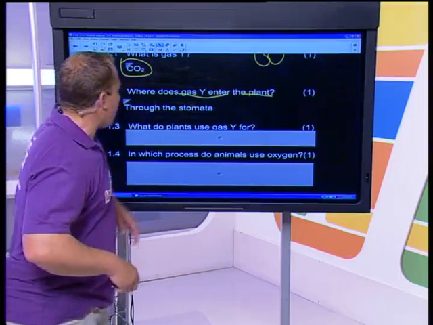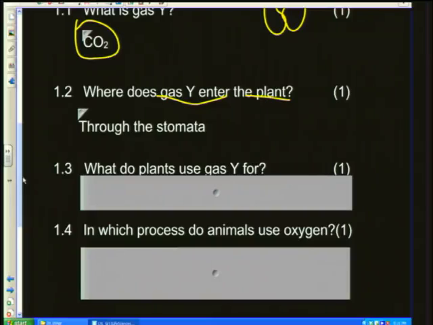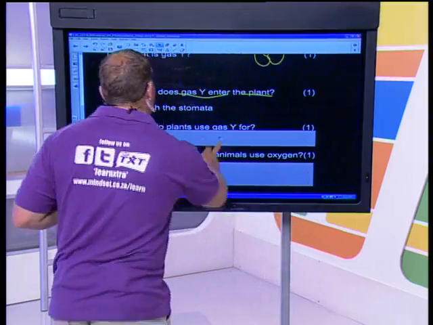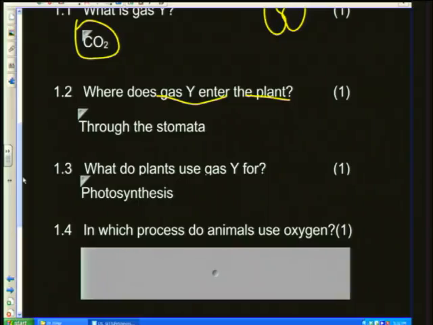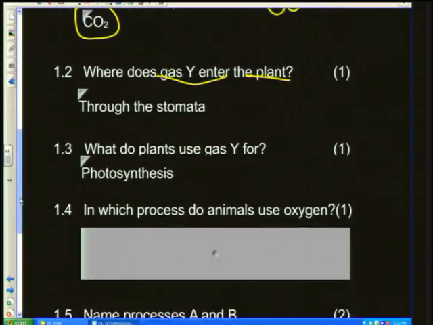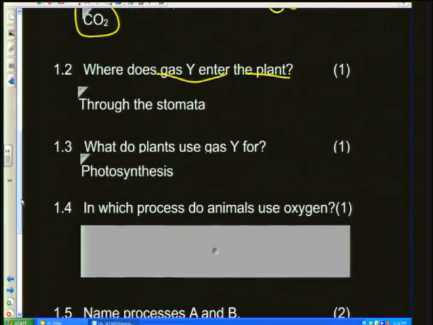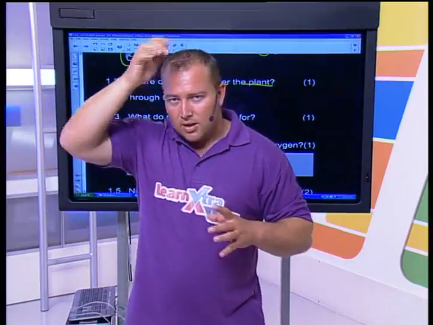I'm back. Right. What do plants use gas Y for? What do the plants use the carbon dioxide for? That's quite a strange one. Let's have a look. Photosynthesis. Okay, let's just understand. What does carbon dioxide do inside this whole system?